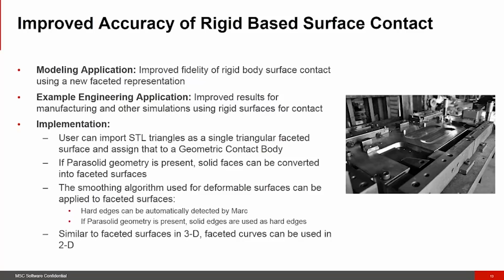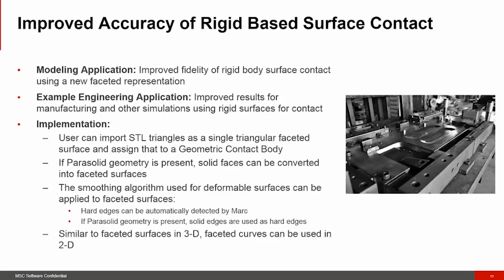Similarly, if you have Parasolid geometry available in the model, the Parasolid faces can be used and converted to the faceted surfaces. This is very beneficial, as if you have hard edges in your model, the hard edges are automatically detected by Marc, and generally using the STL triangles allows the solver to internally use the smoothened surface algorithm that is similar to what is already used for deformable bodies. This results in an improved fidelity in the rigid contact body definition.